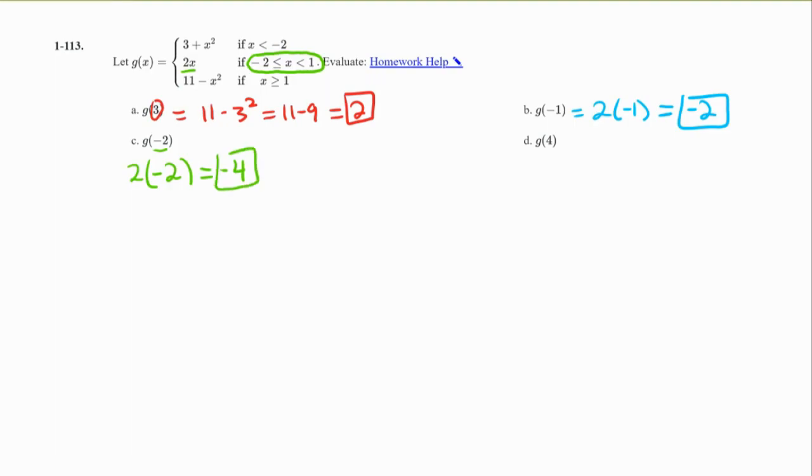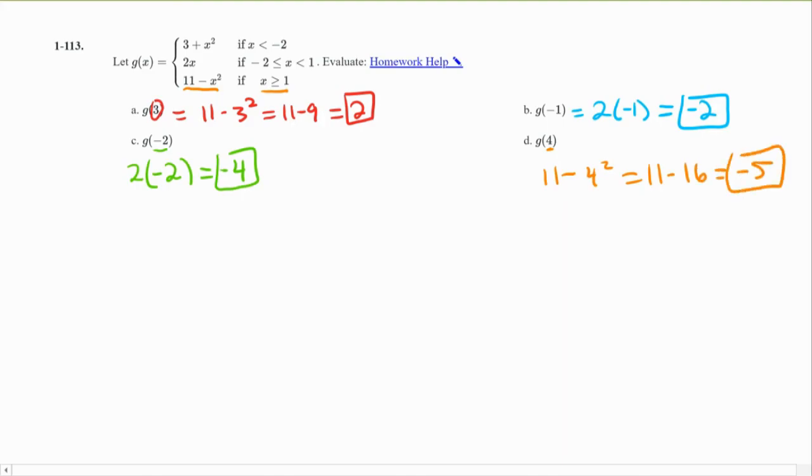And then lastly, we're going with g of 4. I see that 4 is greater than 1. So I'm going to use this equation right here. I got 11 minus 4 squared, which is 11 minus 16, which is -5. So g of 4 is -5.